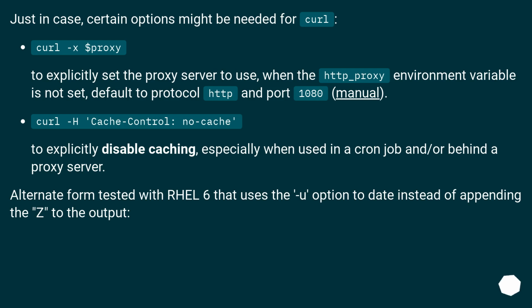Alternate form tested with rule 6 that uses the -u option to date instead of appending the Z to the output.